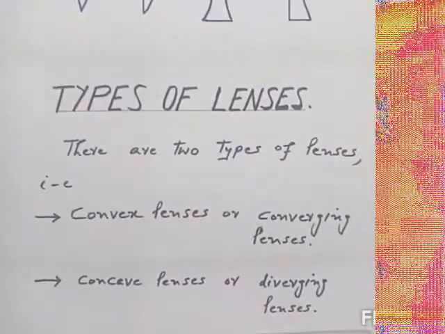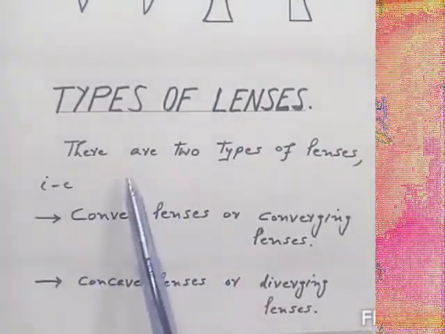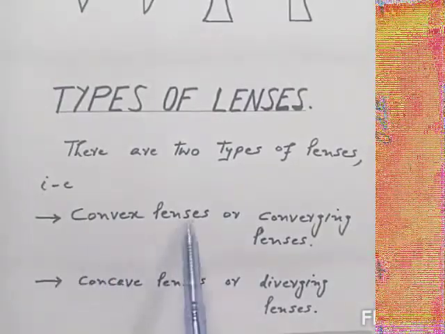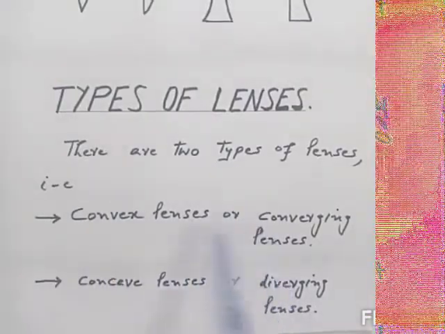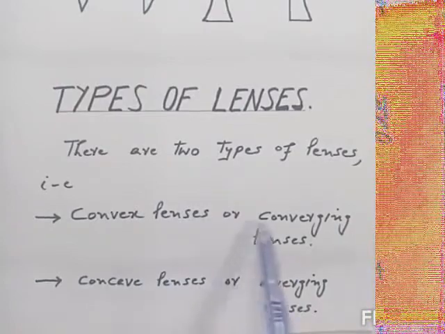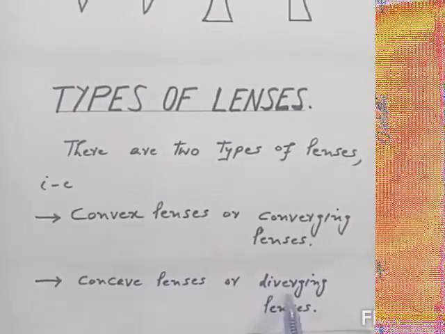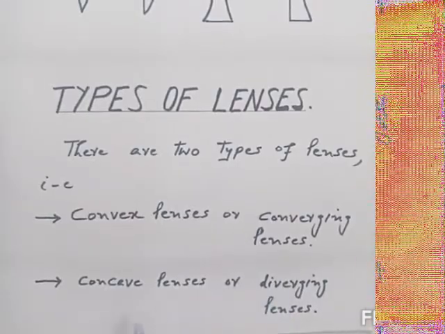Now next is the types of lenses. How many types of lenses are there? There are two types of lenses. That is convex lenses or converging lenses. This is the first type. Second is concave lenses or diverging lenses. These are two types of lenses.